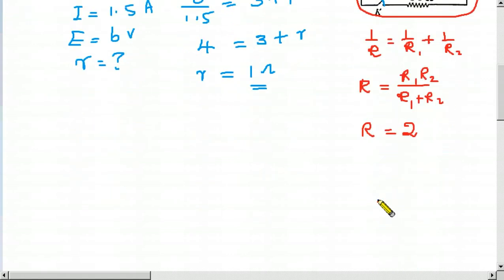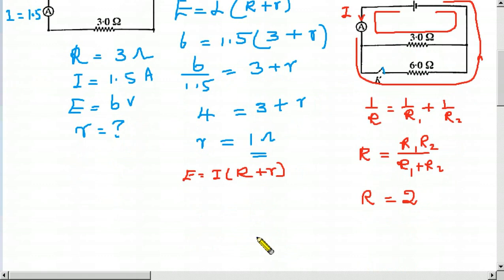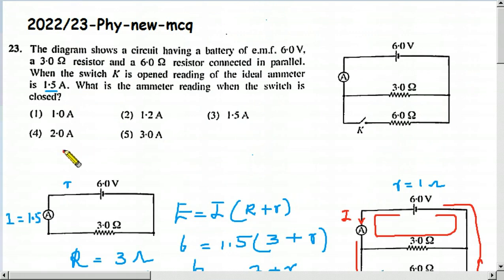So we know small r is 1. So let us write the equation. E equals I times (R plus r). E is 6. I is what we have to find out. Capital R is 2 plus small r is 1. So I is 6 divided by 3, which is 2 ampere. So the answer is the fourth one for this question.